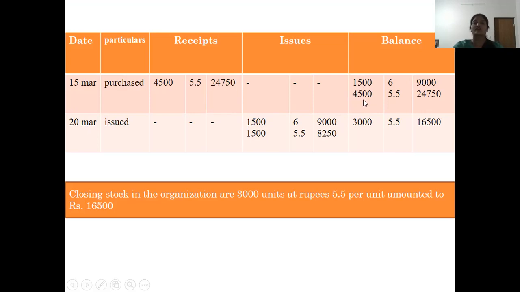So from this 4,500, you issue 1,500. What is the rate per unit? 5.5. So if you take that, you are going to get 8,250.